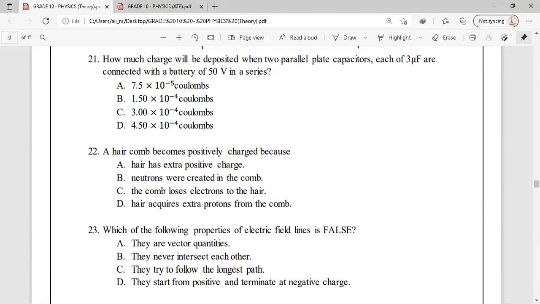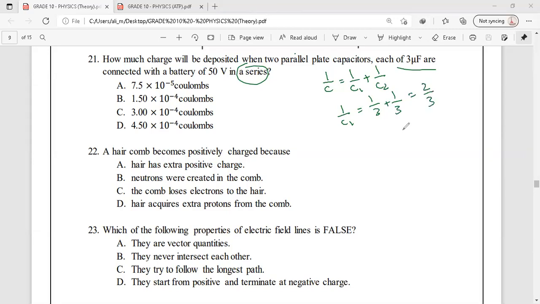Then let's see question number 21. In this question, we have two parallel plate capacitors connected in a series combination, and we have to find how much charge will be deposited in these two capacitors. So for series combination, the total capacitance is given by 1 over C equals 1 over C1 plus 1 over C2. After solving, 1 over 3 plus 1 over 3 will become 2 over 3. So C will be equal to 3 over 2, or C will be equal to 1.5 times 10 raised to the power minus 6 farad.